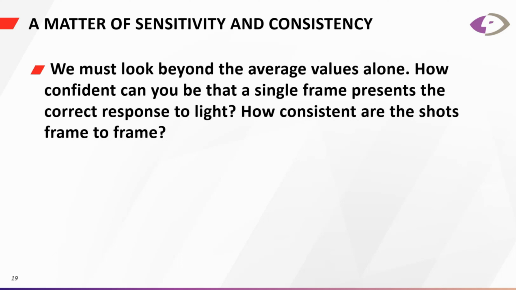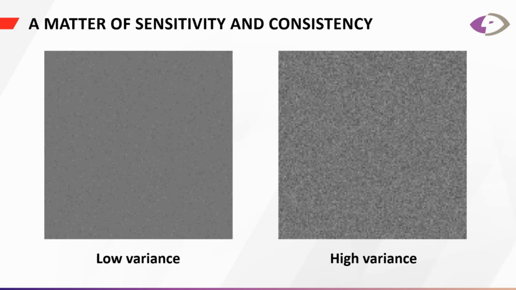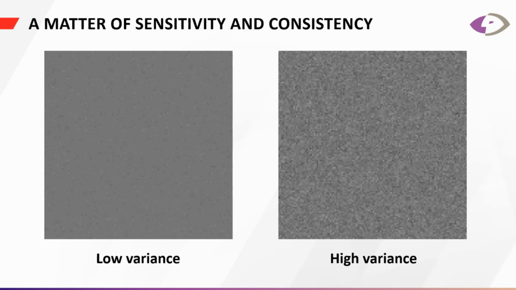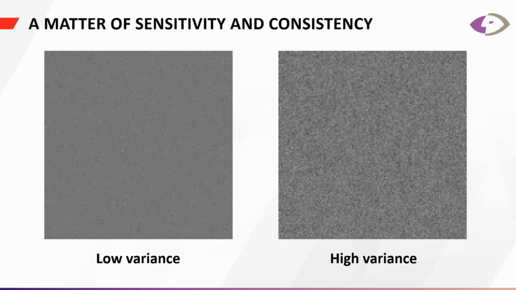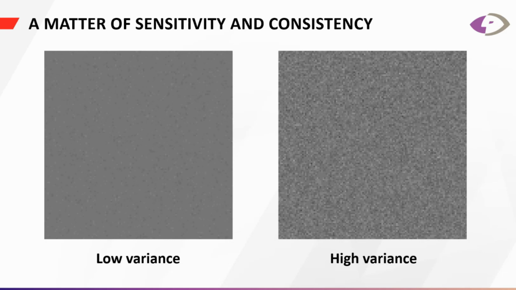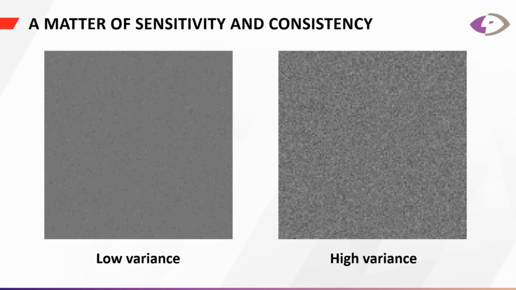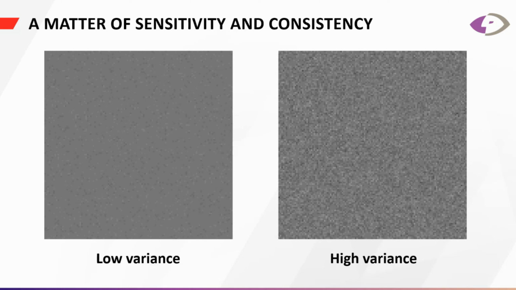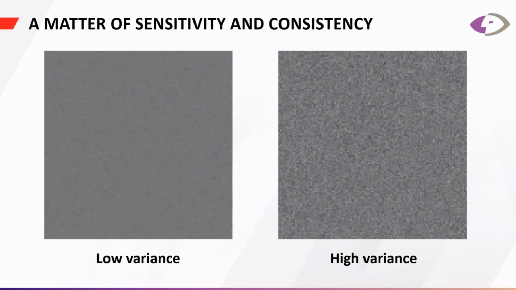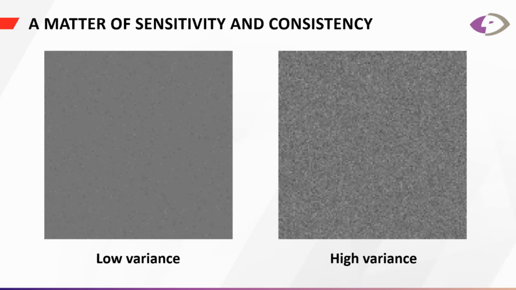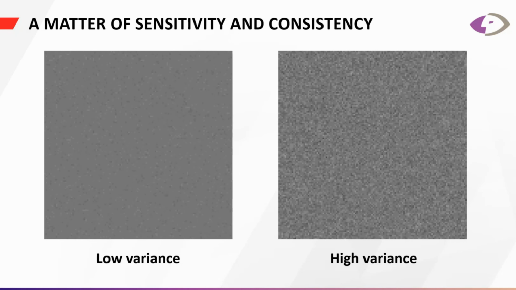So the one on the left has a low variance, that there is very little variance from frame to frame between the pixel values. They're generally around the same gray value. That is not the case for the camera on the right. The camera on the right, the pixel values are changing a lot compared to the average gray value. So this is called variance.